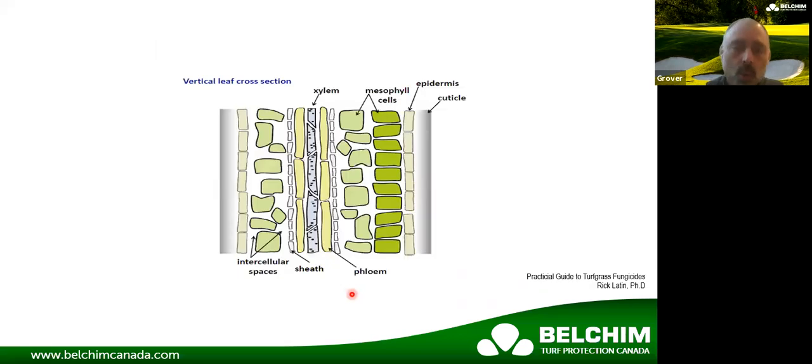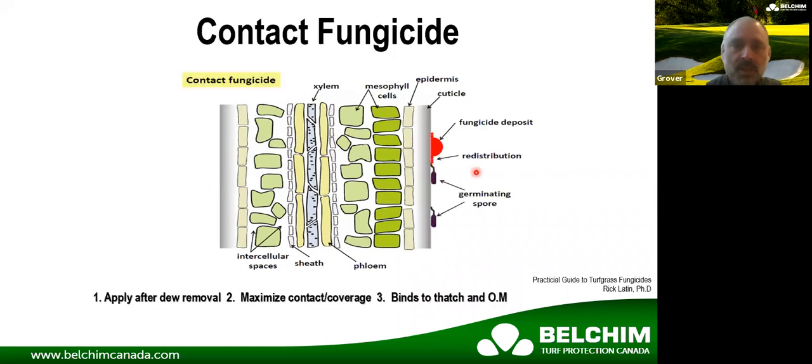What we're looking at right now is just a vertical cross section of a leaf blade. You've got your xylem, your phloem, and then the margins of the leaf blade, the waxy cuticle. Now let's take an example of a contact fungicide. You sprayed your fungicide, the deposit leaves the nozzle and comes into contact with the leaf, and where it lands you get a little bit of redistribution around that fungicide deposit. When you have some germinating spores and it comes into contact, that's when you're getting control of your pathogen.